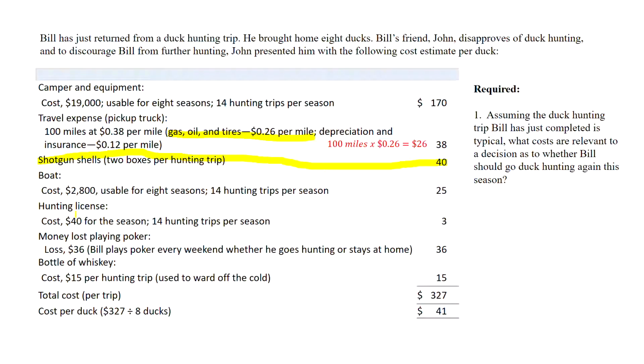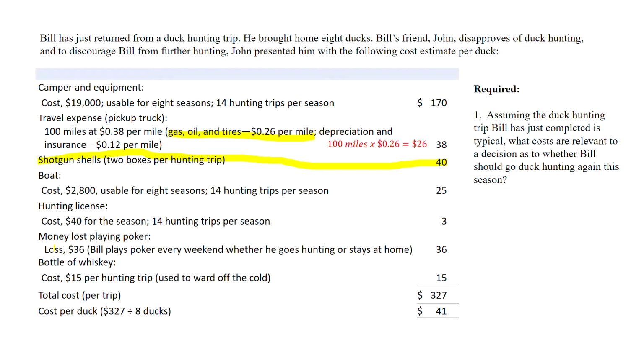The hunting license, the cost is $40 per season, and again, averaging 14 hunting trips per season. So how John got his $3 is he said $40 for the season divided by 14. That would be an average of $3 per trip. Now, again, we're not saying quitting hunting altogether, and we've already started the year and he already bought the hunting license. So because of that fact, and we're not talking about a future year, this is irrelevant. He already bought the license, he already paid the $40. It can also be considered sunk.